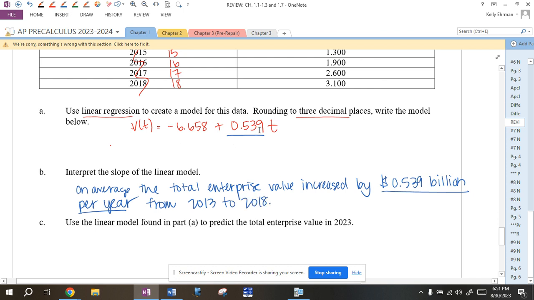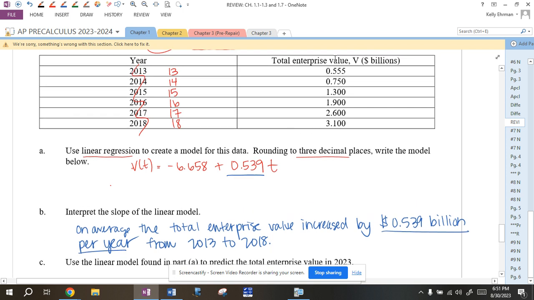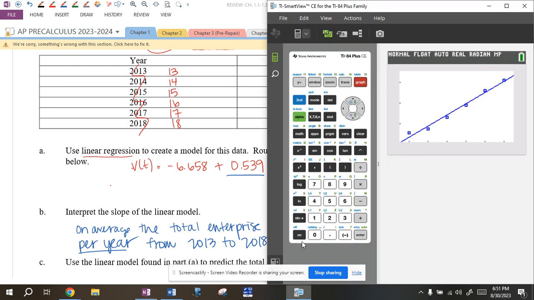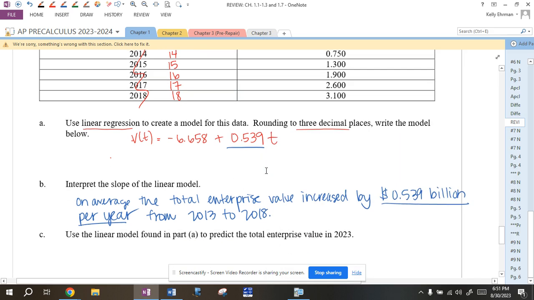That slope is not the same slope you get if you just do average rate of change between this number and this number. If you look at our graph, this line does not go through the first and the last point. It's a line of best fit. Slightly different. Okay, anyway.